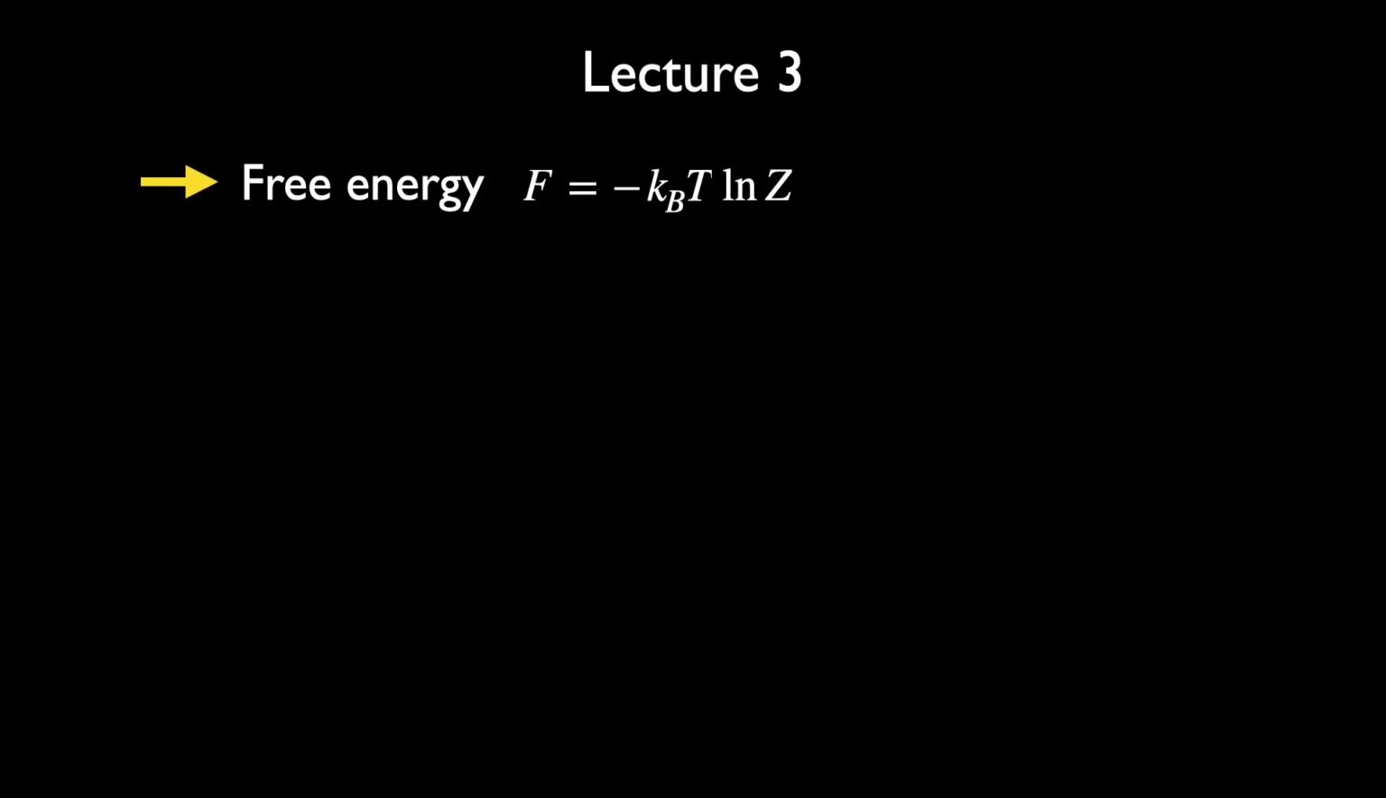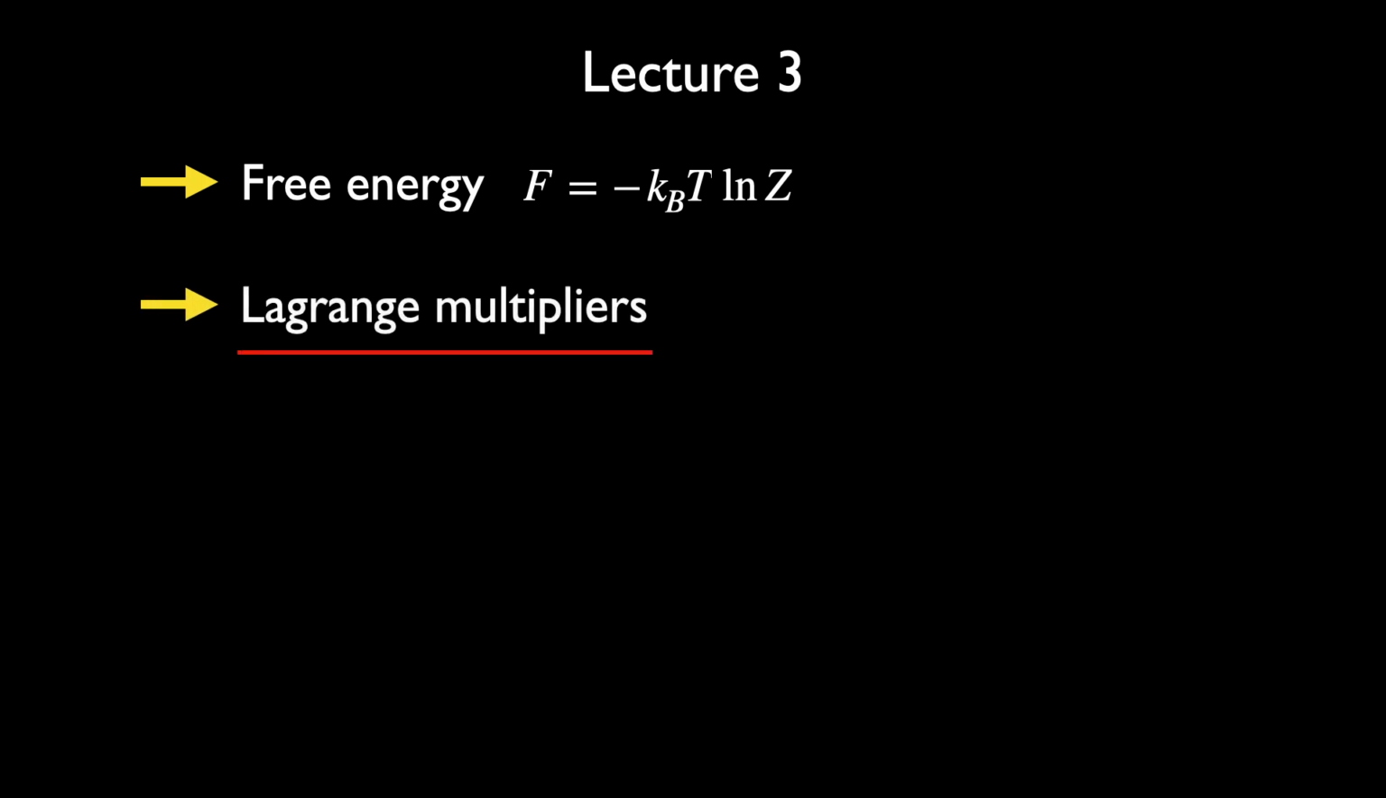The next topic we will cover is the method of Lagrange multipliers. This is a powerful tool for optimizing functions with respect to their parameters in situations where the parameters are under constraints and are not allowed to vary in an arbitrary way. Problems like this frequently occur in statistical mechanics.